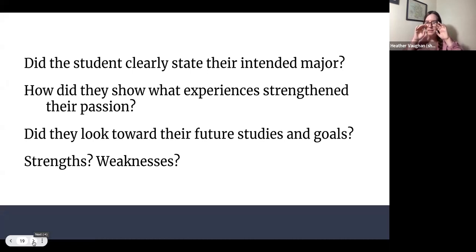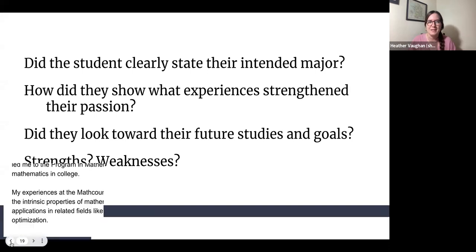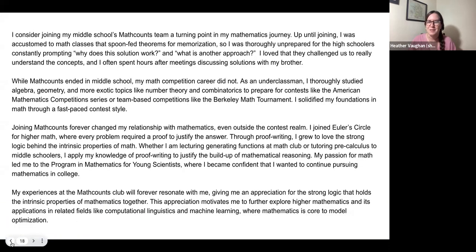So we can pop back to the previous slide, and I'd love to just hear from some folks in the chat. What did you think about this essay? What did the student do well? What could they have improved? And did they follow the parameters that we suggested?